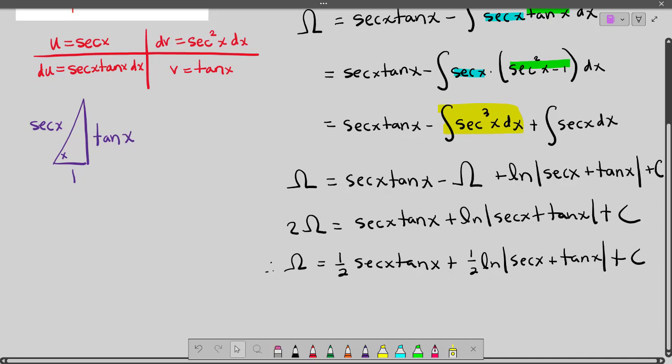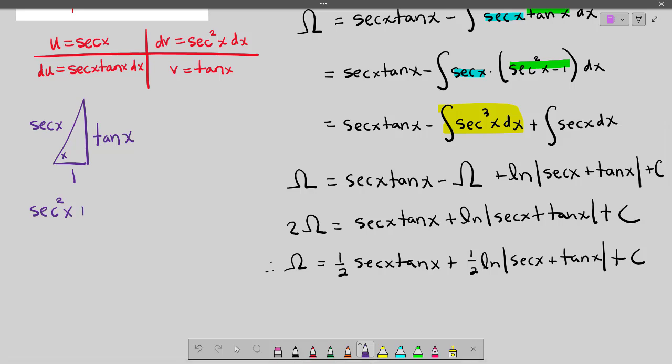So here we would say that the sum of the squares of the legs will be the square of the hypotenuse. So we'll have this. That's kind of the primary Pythagorean relationship for secant and tangent. And then if we wanted to isolate tangent, we would subtract 1 from both sides. So depending on what you're replacing, if we wanted to isolate tangent squared, we would have secant squared minus 1 over here.